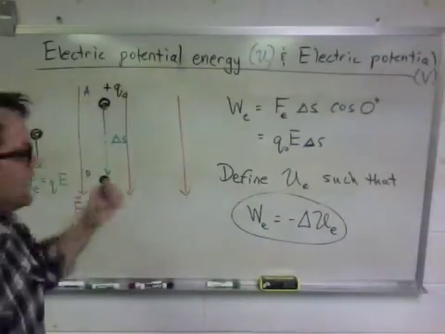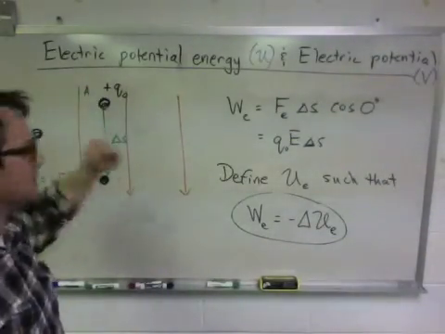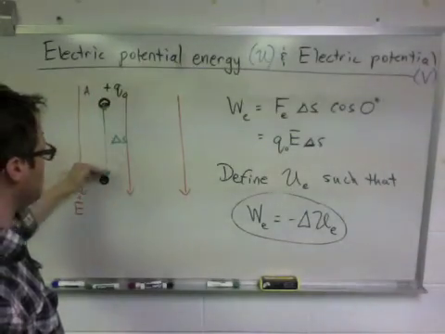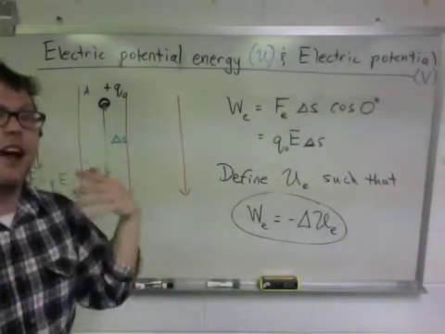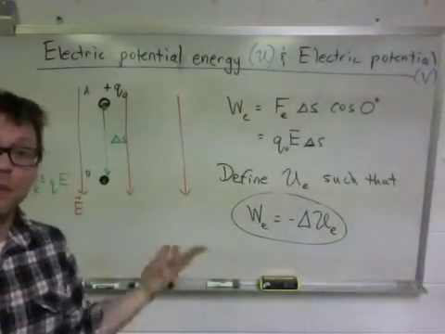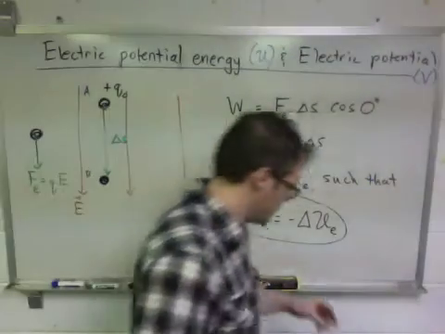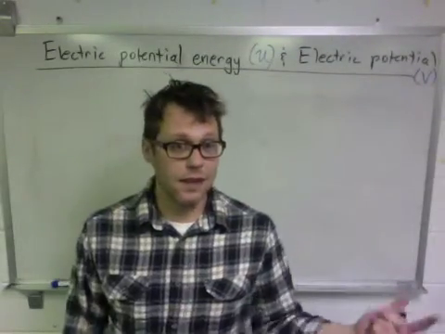And that should make sense too, because if I place the object at position A and let go, then what's it going to do? It's going to pick up speed, it's going to acquire kinetic energy, and so it must be losing electric potential energy. So that is electric potential energy.